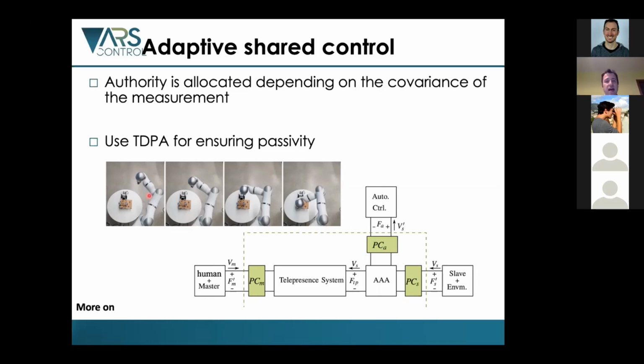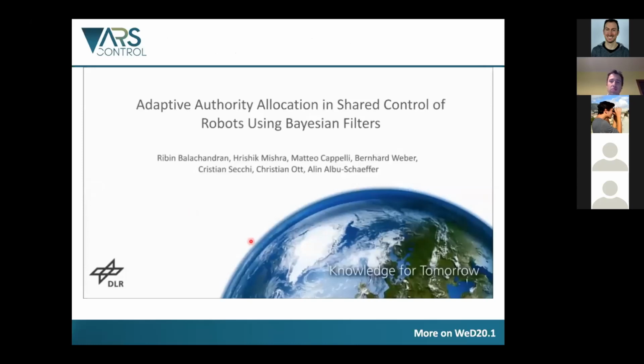So the scenario is the one that I described earlier. The perception system is detecting the area that needs to be operated, and the bigger the covariance of the estimation, the more authority is given to the robot. This is a short movie of that. The architecture is very simple, and it's more or less the same. The only thing is that we replaced energy tanks with the time domain passivity approach.